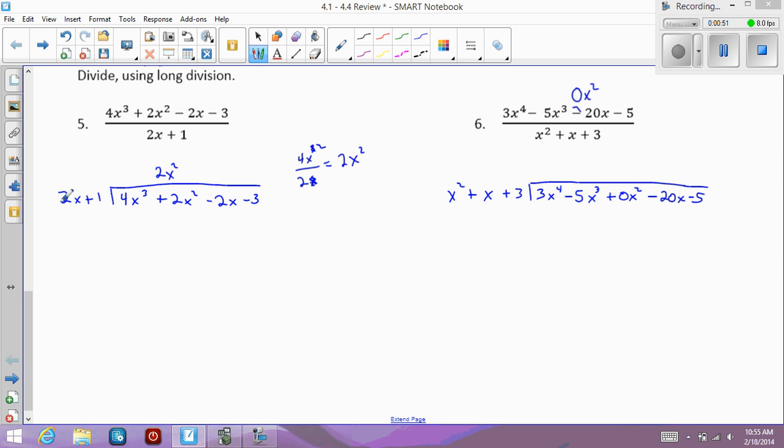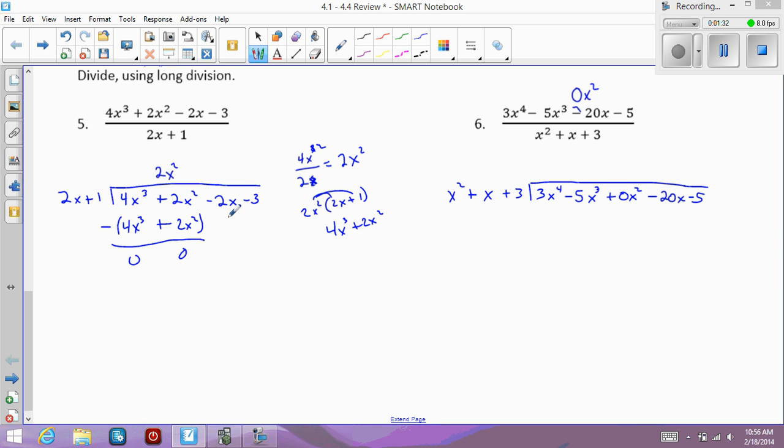And now that is going to be multiplied by both 2x and 1 to fill in down below here. So 2x squared will essentially be distributed into 2x plus 1. And when you do that, you get 4x to the third, and 2x squared times 1 is 2x squared. So we put that down here, 4x to the third plus 2x squared. And we are subtracting going straight down. So 4x to the third, we subtract, we get 0. 2x squared minus 2x squared, again, is also 0.